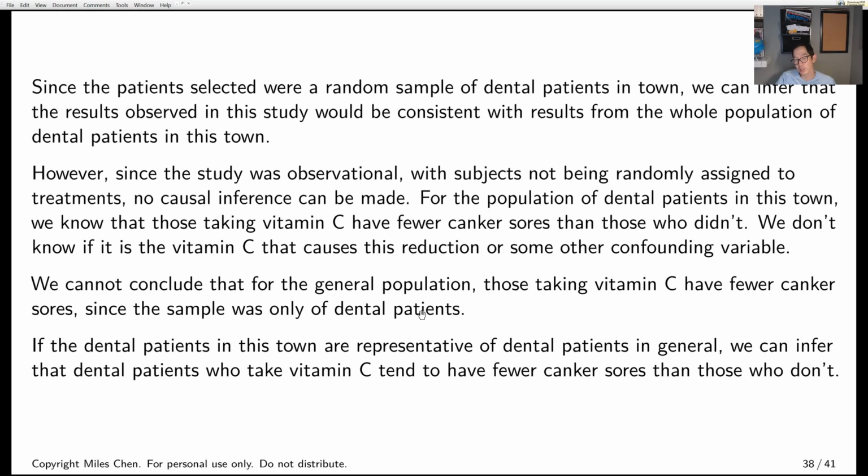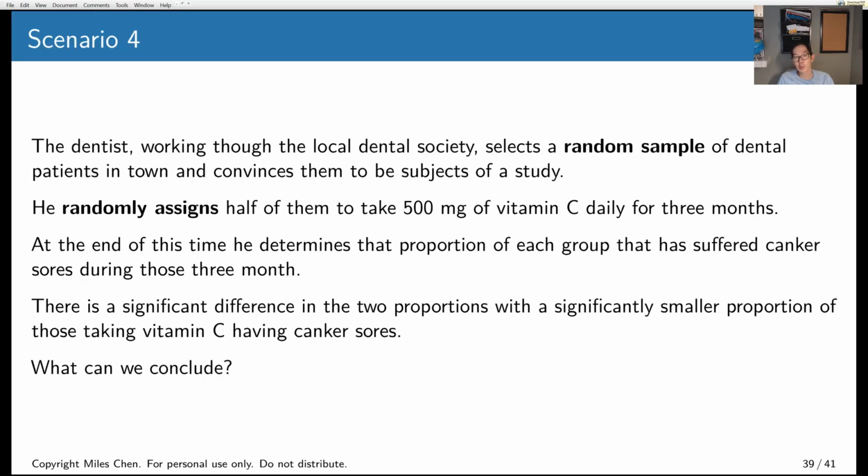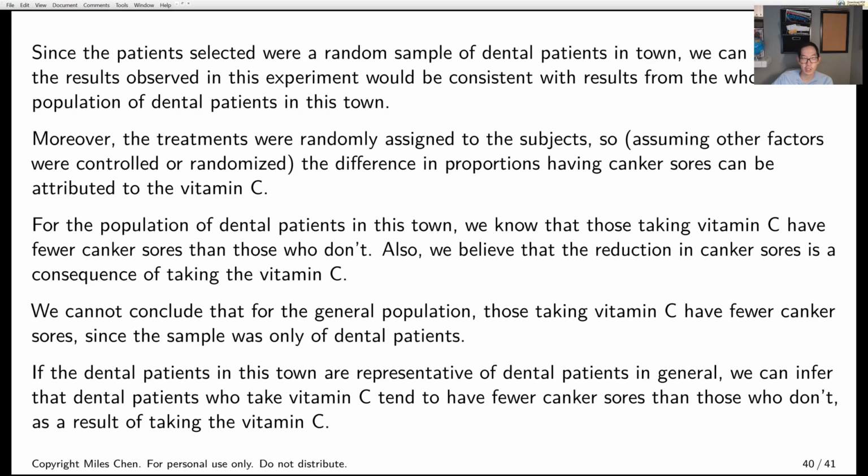However, we can't make cause and effect conclusions because it was an observational study. No random assignment was done. Okay, so we don't know if it's the vitamin C that causes the reduction or if there's some other confounding variable. Again, there could be other things going on. Okay, and then the last one, we have both a random sample and random assignment. And in this case, you can generalize and you can draw cause and effect conclusions. All right, that's basically what this slide says.